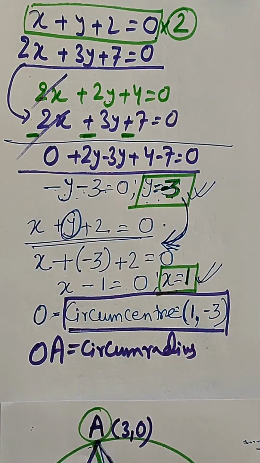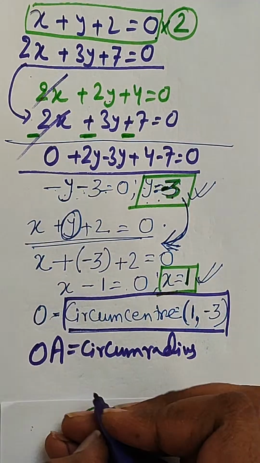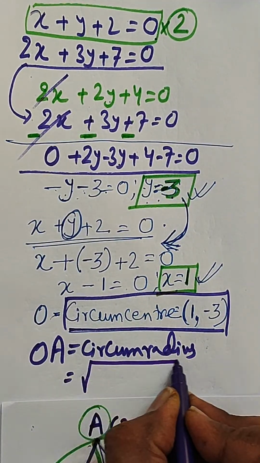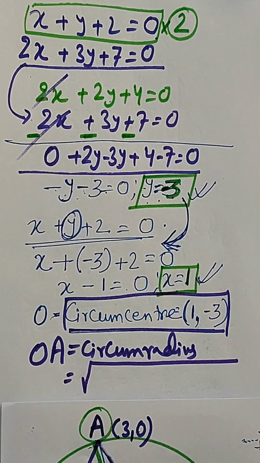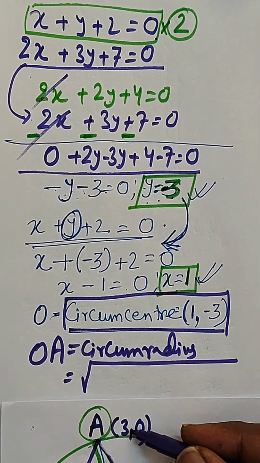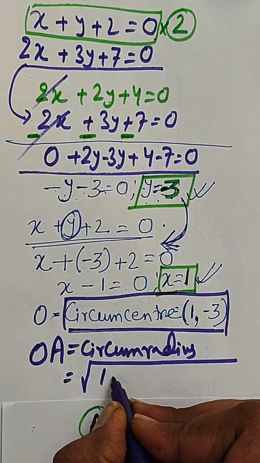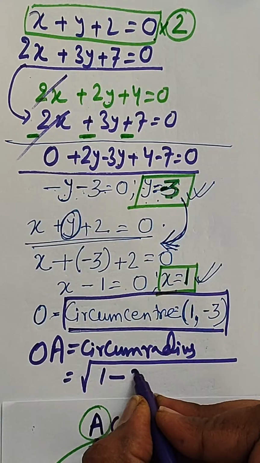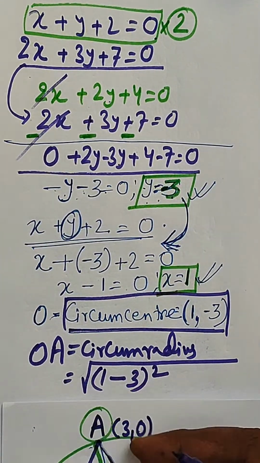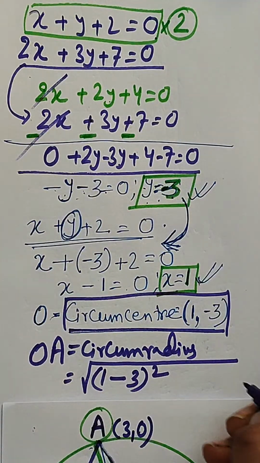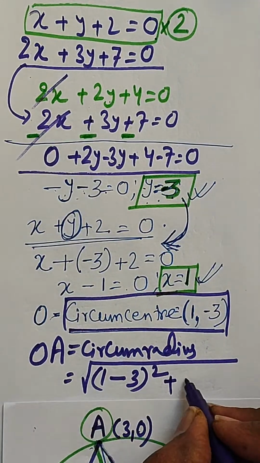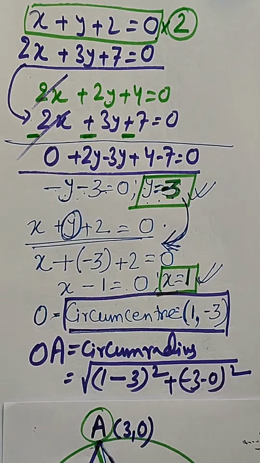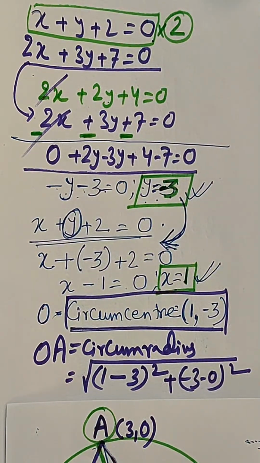So the circumradius will be calculated by applying the same distance formula, root over of 1 minus minus 3, right? So this will be 1 minus, not minus 3, only 3, 1 minus 3 whole square, that is x2 minus x1 whole square, plus minus 3 minus 0 whole square, using the distance formula only. From here we get the value of circumradius, just simply calculate it.